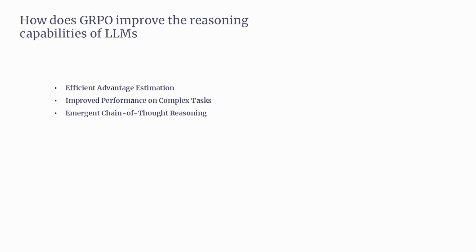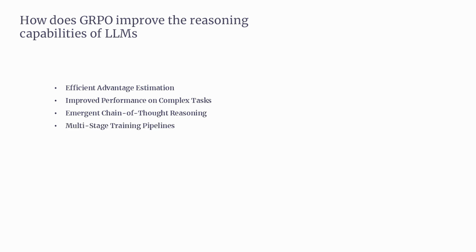The third, emergent chain-of-thought reasoning, self-corrective behavior. One of the most interesting aspects of GRPO is its ability to encourage emergent chain-of-thought reasoning. This means that the model doesn't just spit out an answer, it thinks through the problem in a series of steps. And if it makes a mistake, it can self-correct. We see this in models like DeepSeek R1, where GRPO promotes aha moments, moments when the model reevaluates previous steps and corrects its reasoning. This kind of behavior mimics how humans think critically and self-correct.